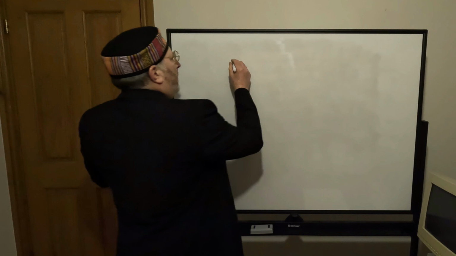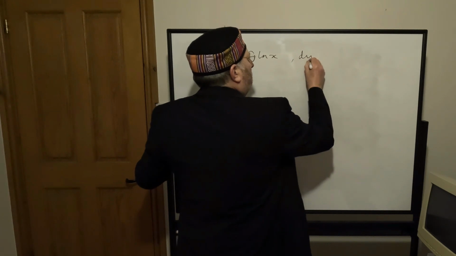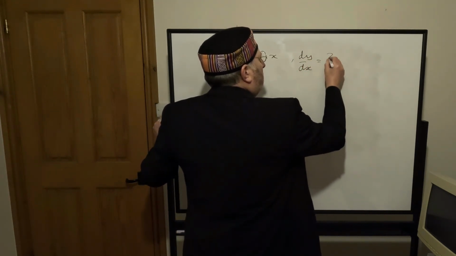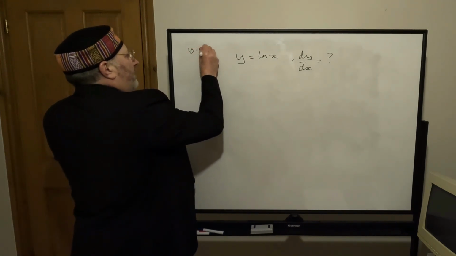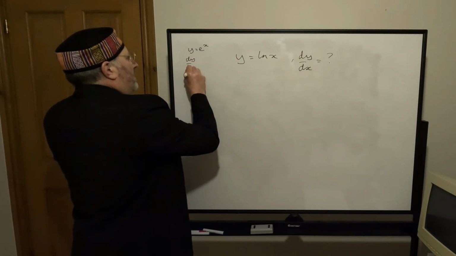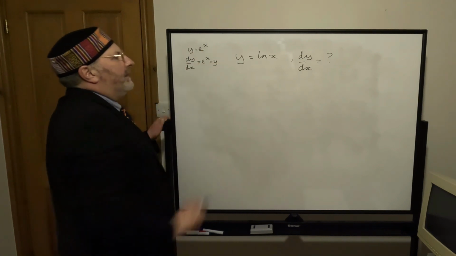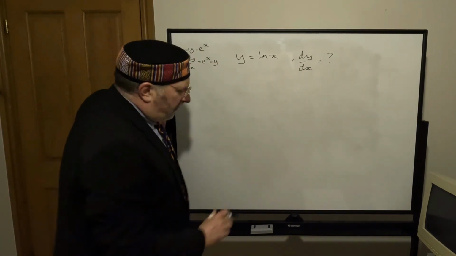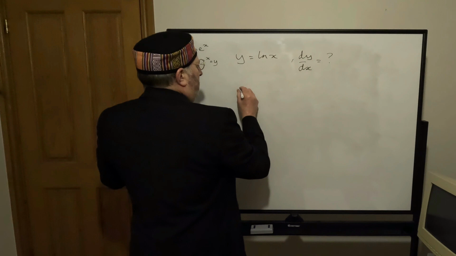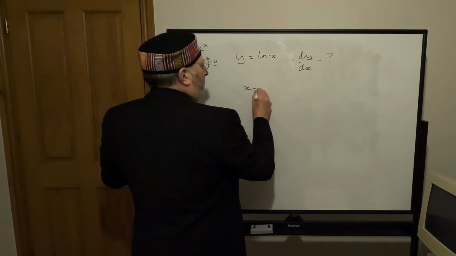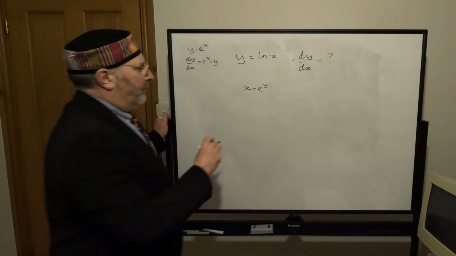And now let's have a look again at y equals log x and ask, what is dy by dx? So we've seen y equals e to the x, and we know that dy by dx equals e to the x, which equals y. What if y equals log x? What's dy by dx? Well, if y equals log x, that means that x equals e to the y. That's the definition of the logarithm.